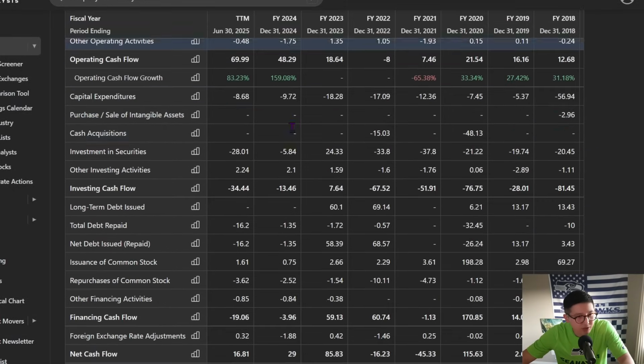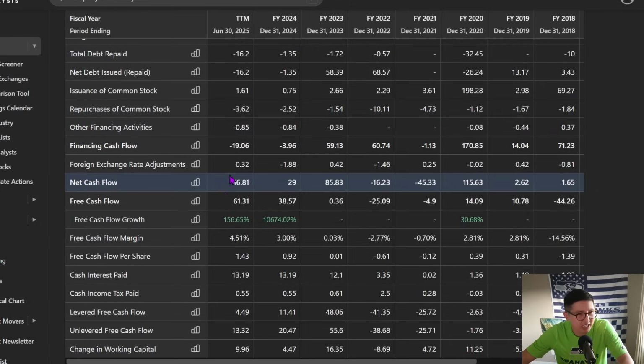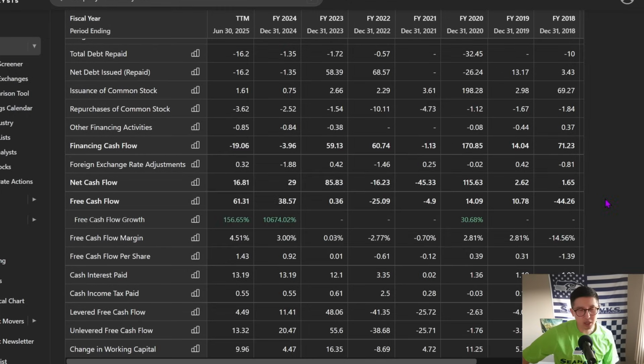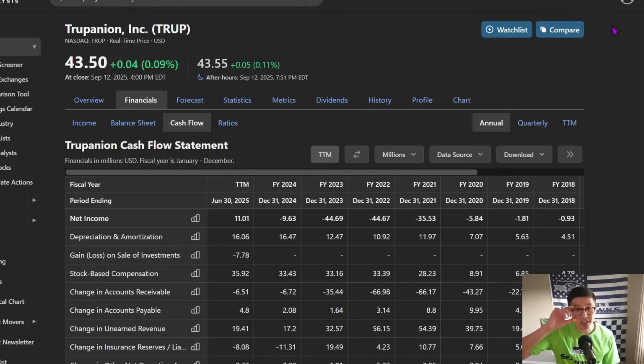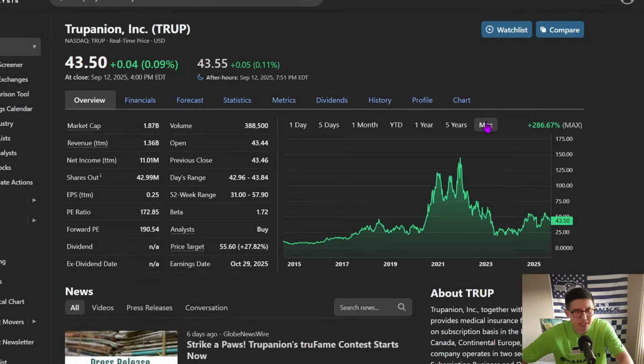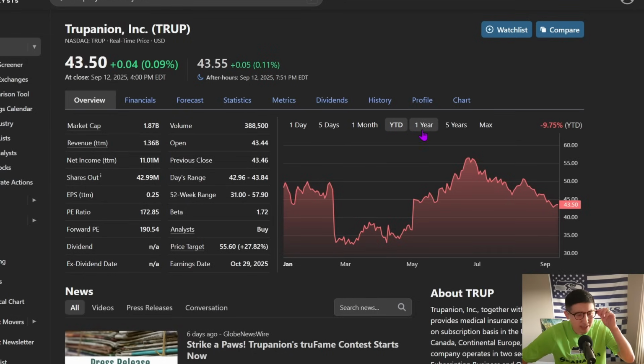What about the free cash flow? They're probably positive, right? Free cash flow per share is $1.43. They've actually been positive since 2024. Okay, so far, oh my gosh, I think I might have found a pretty good company here. Do they pay a dividend? No dividend, because they've only been around for a little bit, right? They've been around for a while, since 2014, but year to date, dude, this company's getting hammered.